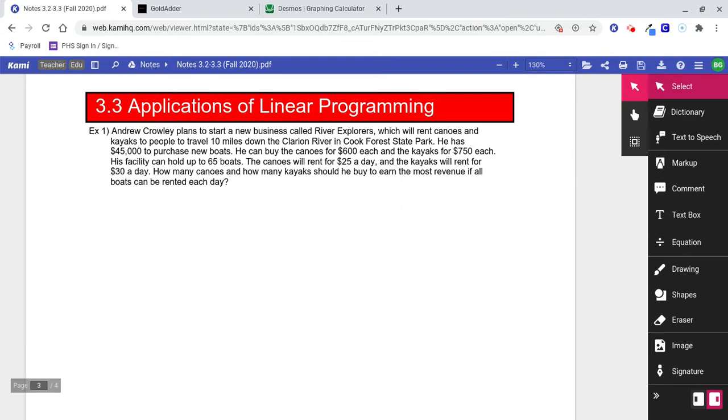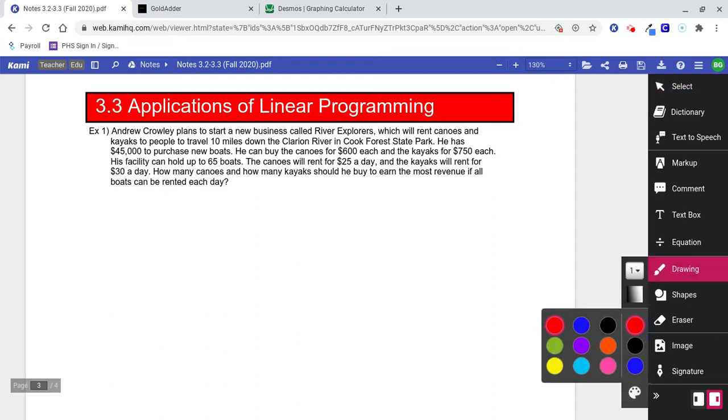So back to this one. There's a lot of information there, a lot of useless information, but a lot of good information too. When you're looking at a story problem, a lot of the times you should start at the end. Look at the last sentence, specifically the question. How many canoes and how many kayaks? That tells me my variables. Let's call canoes X and kayaks Y. How many canoes and how many kayaks should he buy to earn the most revenue? Okay, so check it out. The most revenue. Do you think we're maximizing or minimizing in this problem? Maximizing. This is going to be a maximize problem.